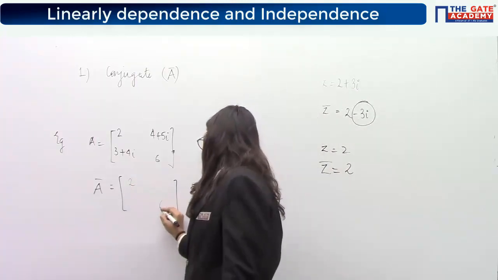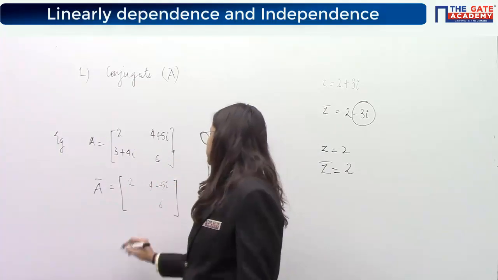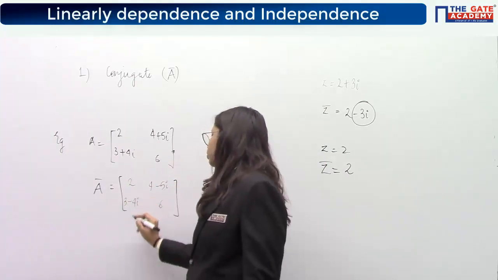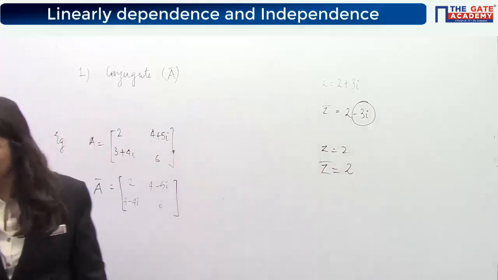So it will be 2, this will be 6, but here the sign will flip and it will come out to be 4 minus 5 iota and 3 minus 4 iota. Very easy term, nothing much to explain. This is the conjugate matrix.